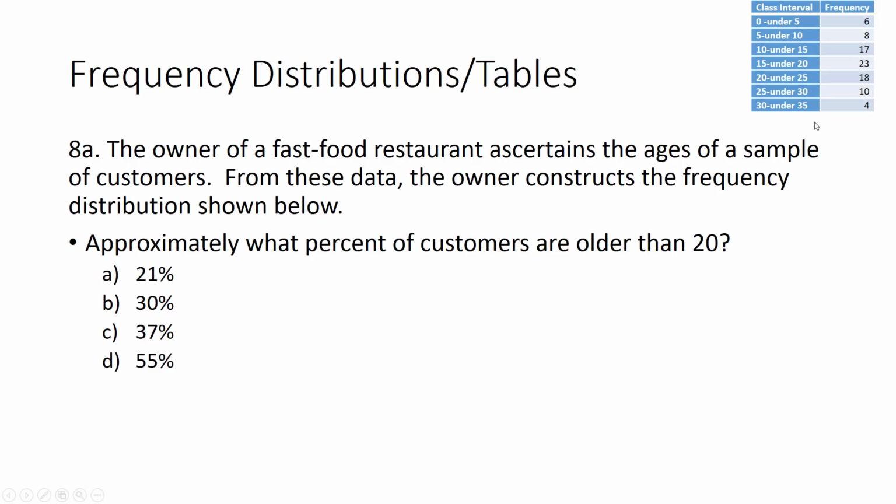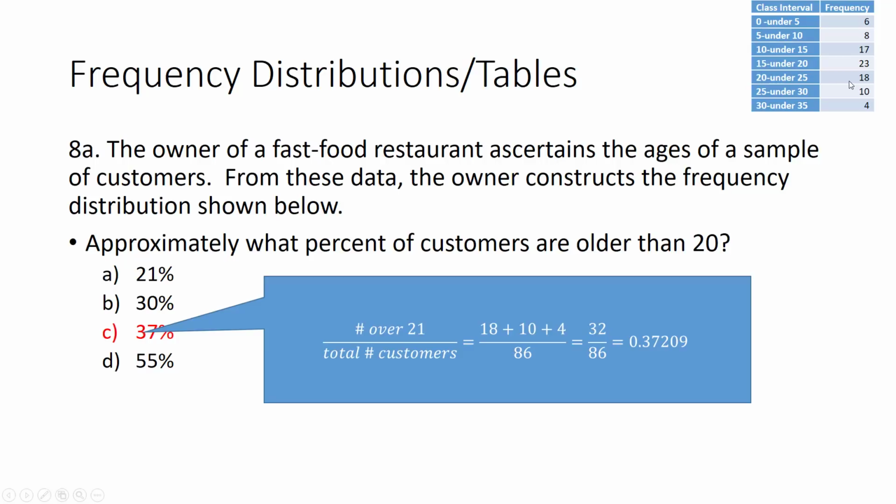All right, here's a frequency distribution. Remember, this is just a count. So it says the owner of a fast food restaurant ascertains the ages of a sample of customers. So in other words, he had 6 customers between 0 and 5, 8 customers between 5 and 10, and so on. It says from this data, he constructs his frequency distribution shown below. Approximately what % of customers are older than 20?